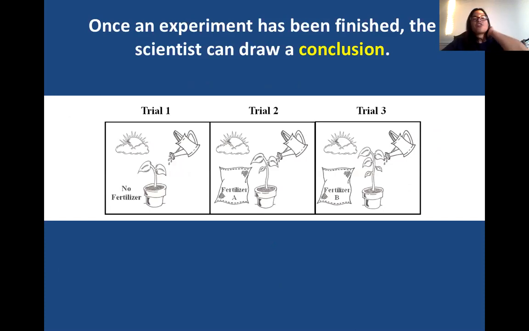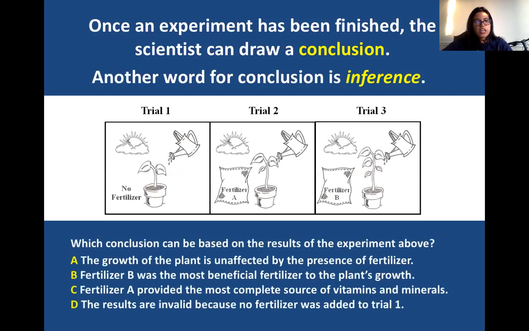Obviously, when you're done, you can draw a conclusion from the results. So taking a look at the results, you can see which one was the best. Did we see an effect between the control group and the fertilizers? Yes, we saw fertilizers cause growth, but which one was better? Fertilizer B.